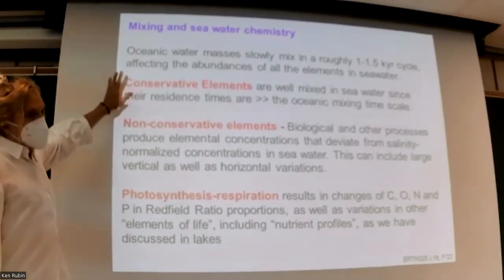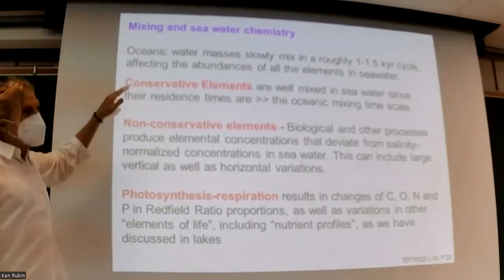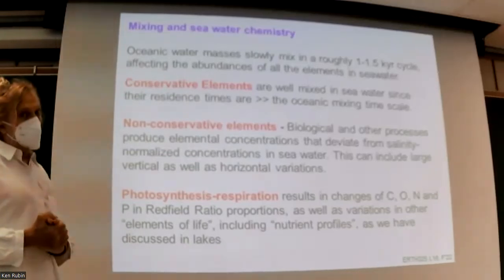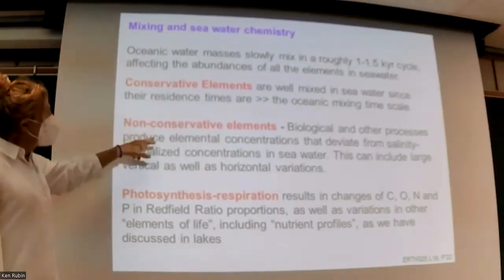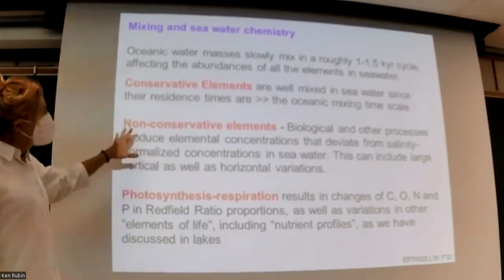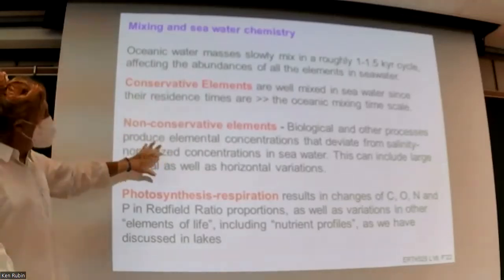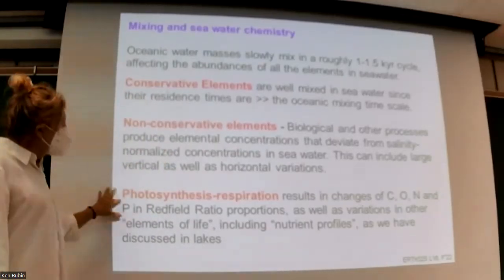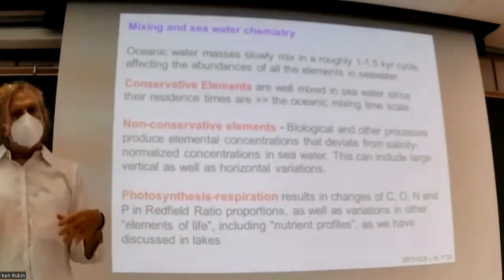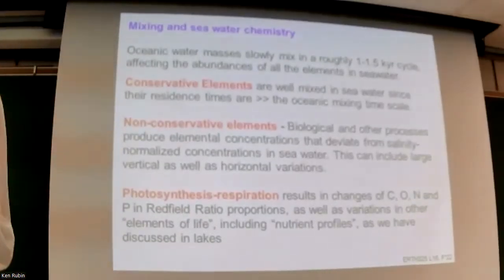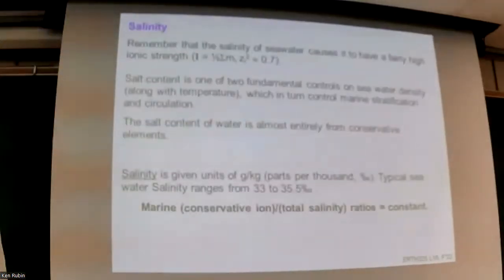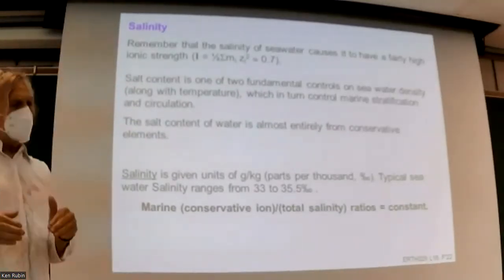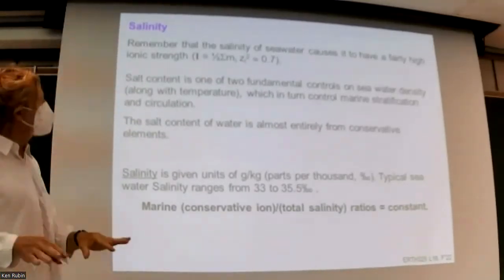So conservative elements are well mixed in the oceans. Even if their concentrations differ, their relative concentrations don't. Non-conservative elements can be dominated by biological processes, which are photosynthesis and respiration, or not. Okay, most photosynthesis and respiration in the oceans has that Redfield ratio kind of composition, as we've talked about multiple times before. The next few slides just talk about some of the physical characteristics of seawater.